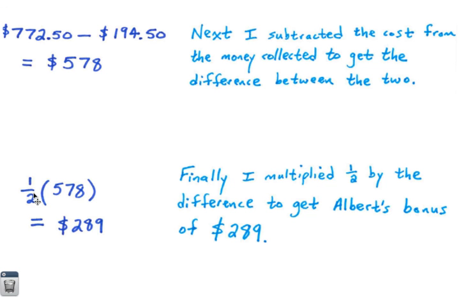And then finally you have to multiply, again writing out all of this, showing everything. As simple as each step is, you have to write it all out when you are supposed to show all your work. And so you write this out, and finally I multiplied 1/2 by the difference to get Albert's bonus of $209. Because multiplying by 1/2 finds out half.